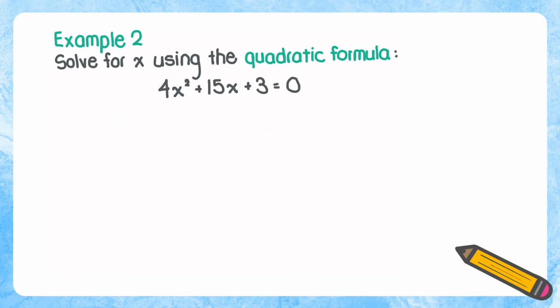Let's do another example together. So we're going to solve for x using the quadratic formula for the equation 4x squared plus 15x plus 3 equals 0. Like earlier, first we're going to identify a, b, and c for this equation. So it should match ax squared plus bx plus c equals 0. And so what numbers replace a, b, and c?